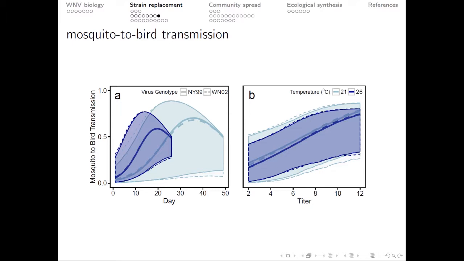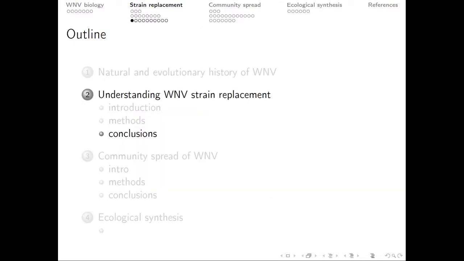And finally, for the mosquito to bird transmission, there are three pieces going on here. There's the difference between the strains, which is very small. That's the difference between the dashed and the solid line here. We're looking at two different temperatures; there's a continuous function of temperature in the model, but we've plotted it at 21 and 26 C. And then we're looking at the transmission as a function of day, which is essentially the incubation period, and is a function of the titer that the mosquito was initially infected with.